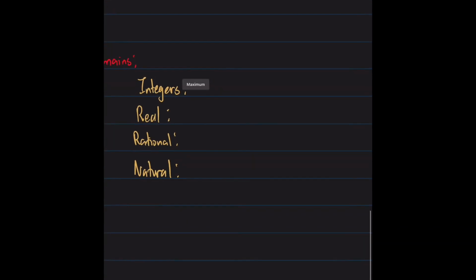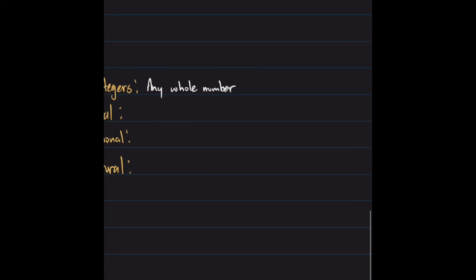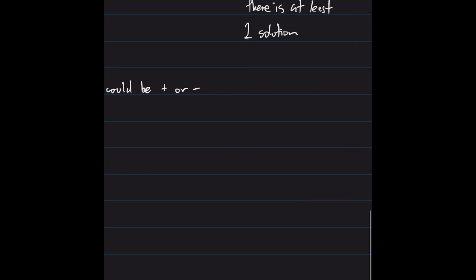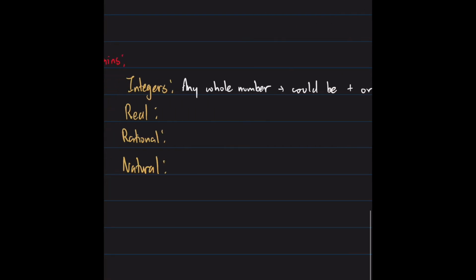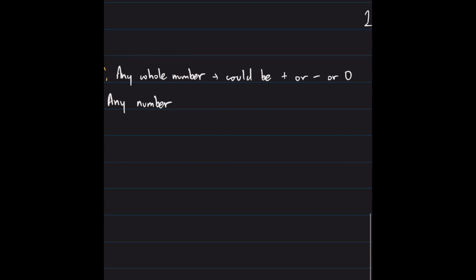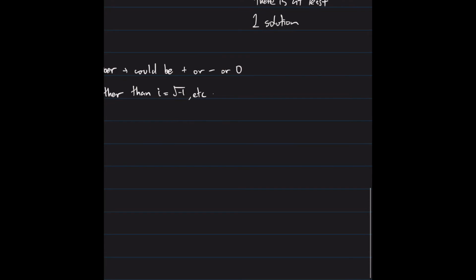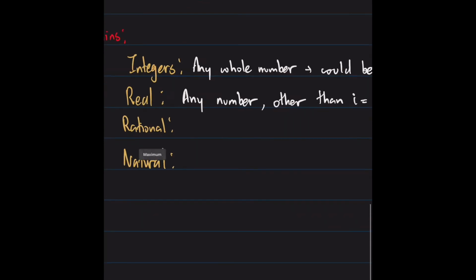So what are integers? This is any whole number, which could be negative or positive, or zero. They're all integers. A real number is really just any number, other than some exceptions, such as i, which is equal to the square root of -1, and so on. Numbers that are computable are called real numbers. A rational number is any number that can be written as a fraction.